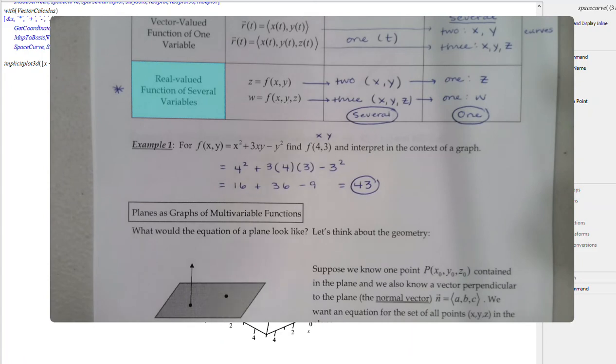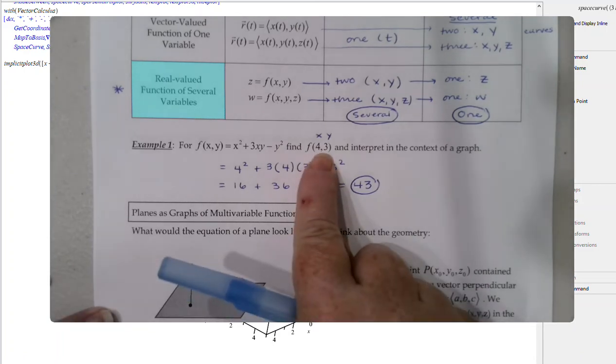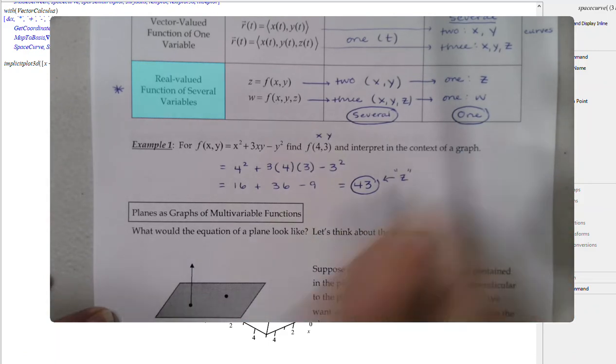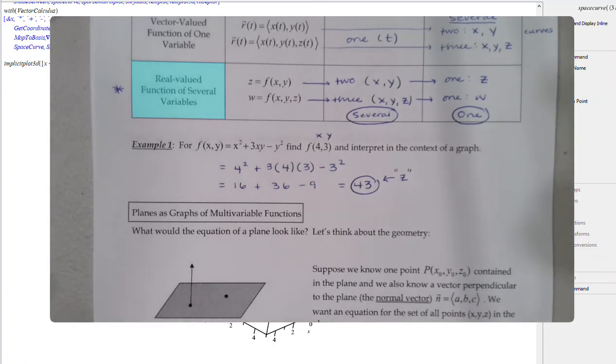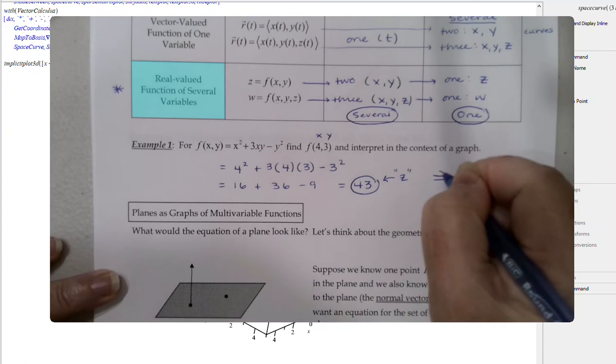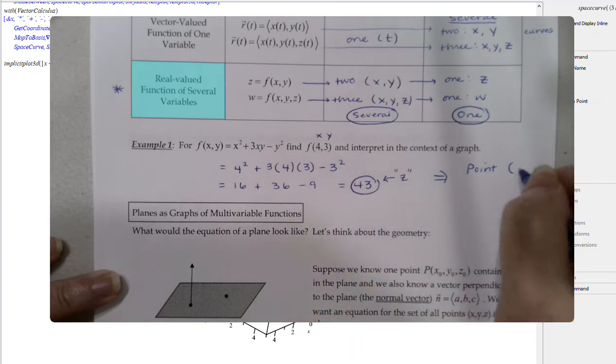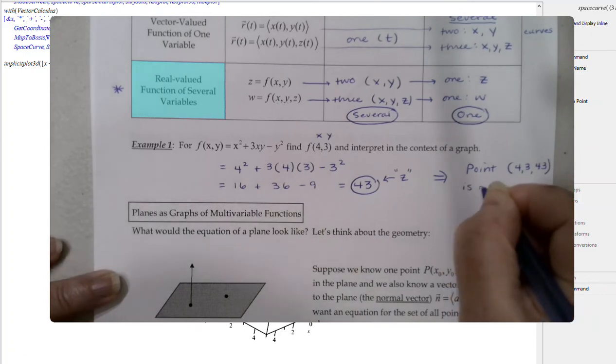What is that telling us? Well, keep in mind, just like in the typical situation where you're used to a function of one variable, the input's the x, the output's a y, and then that creates an ordered pair on a graph. Same idea here. The input x, y combined with the output, which I can interpret as a z, leads to a point on a three-dimensional graph. So what this is really saying is the point 4, 3, 43 is on the graph of this function.